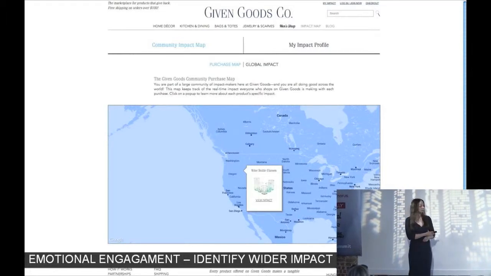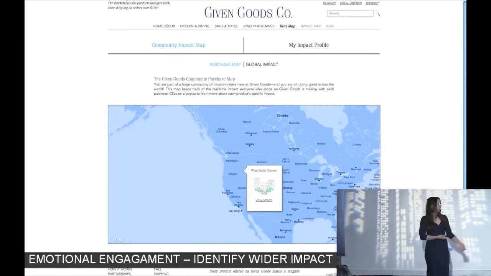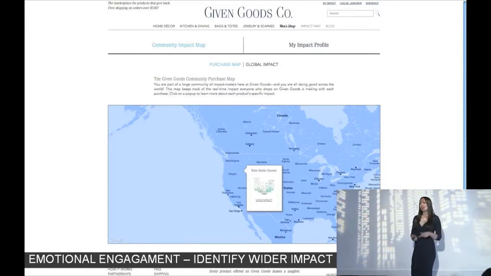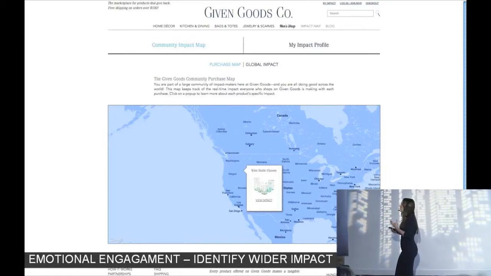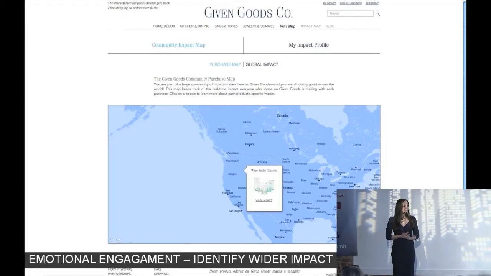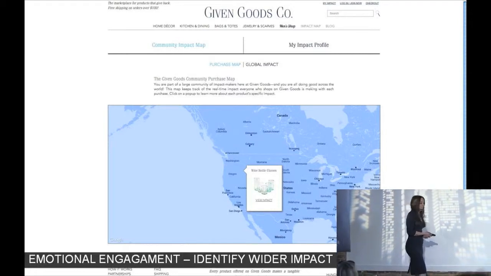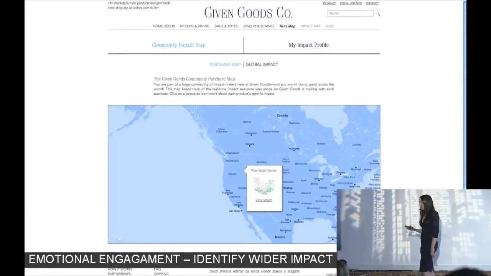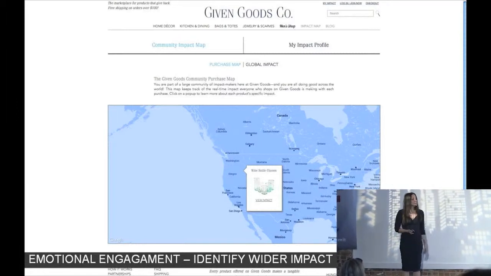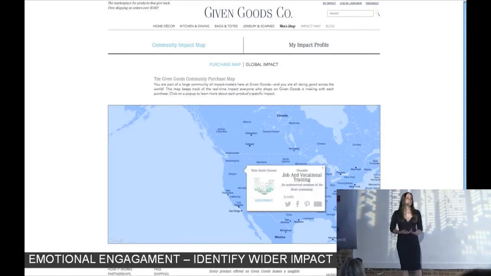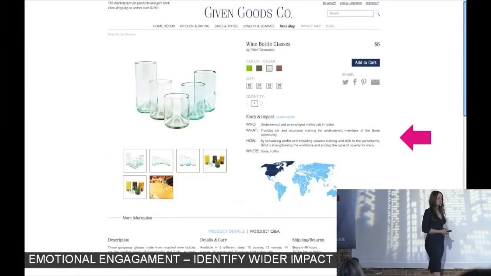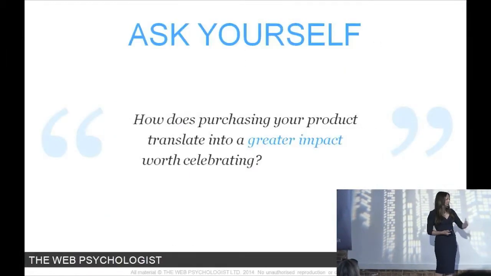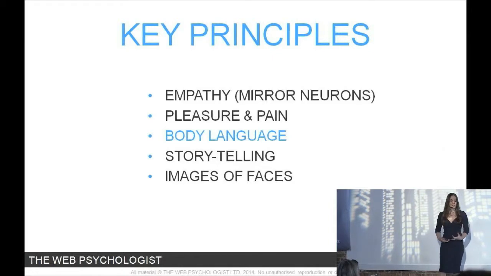Jobs and vocational training, you see exactly where it's located, and on the sales page, again, they give you this story. So it's making it a more emotive experience. If you want to do this, you can say, well, okay, in this case, it would be community. How does participating in your community or buying a service or product help create a greater positive impact that people can celebrate together?